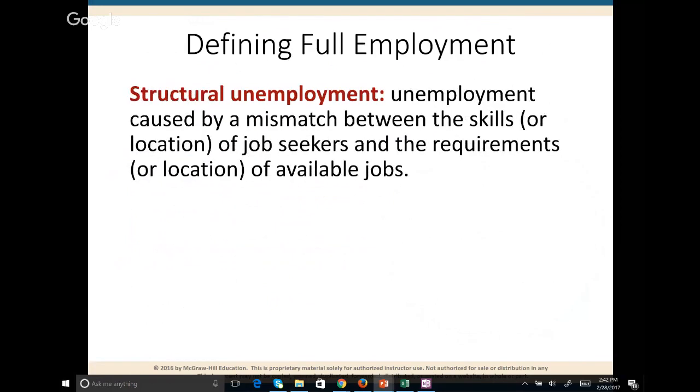Structural unemployment is when you have a mismatch between the skills of the job seeker and the requirements of the available jobs. So let's suppose right now we have openings for 10 doctors. At the same time, we have 10 software engineers looking for a job, so 10 for 10, right? But they don't match. There's a mismatch between the two. So we call this structural unemployment.